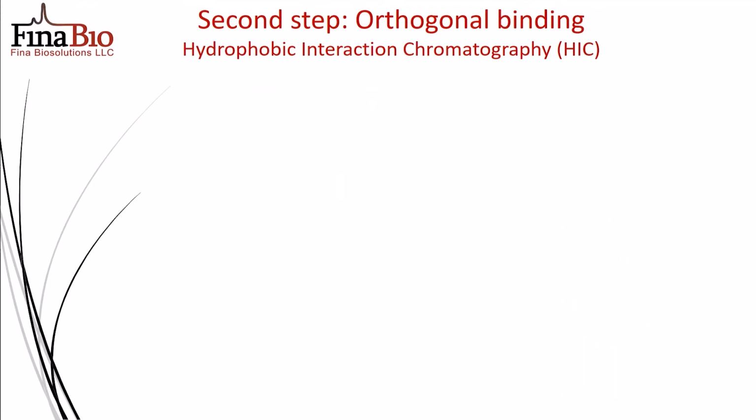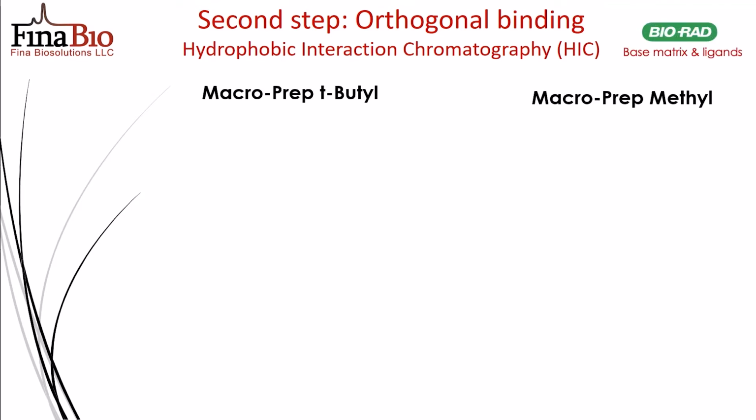We then took this eluent and moved on to an orthogonal binding step, looking at HIC binding. Bio-Rad has two resins for HIC, Macro-Prep T-butyl and Macro-Prep Methyl. Again, these are based on their methacrylate resins.